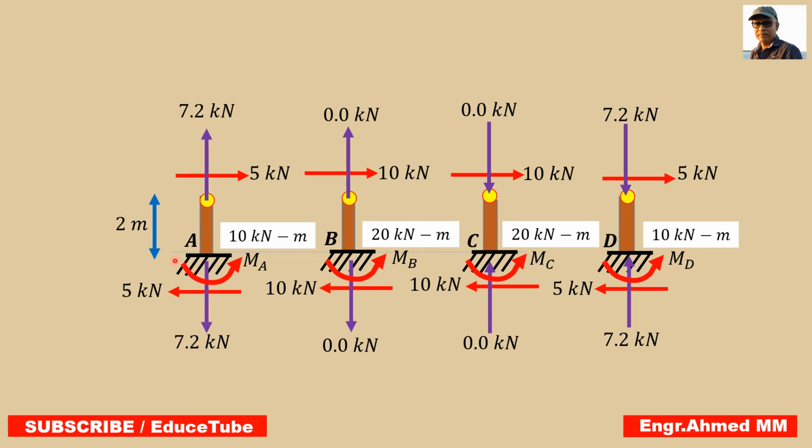Now what are the moments here? Moments will be nothing but these horizontal components, 5 multiplied by 2, so it will be 10. 10 multiplied by 2, it will be 20, here 20, here 10. So we got all the reactions in terms of horizontal components, vertical components, as well as moments. MA 10, MB 20, MC 20, MD 10. So I think we are done for this building frame, to find the reactions and moments.